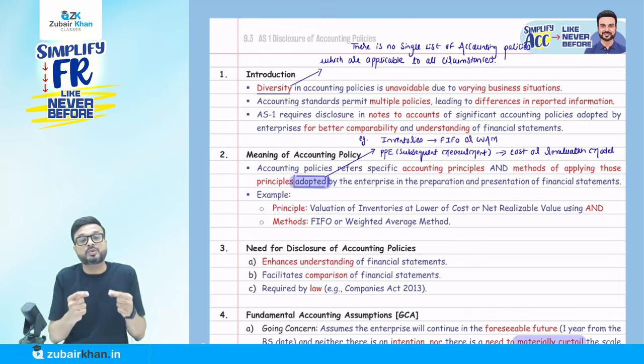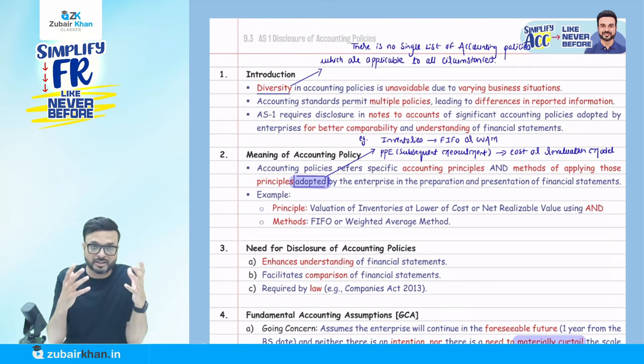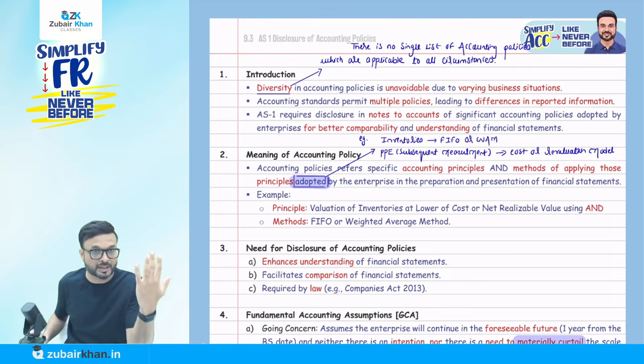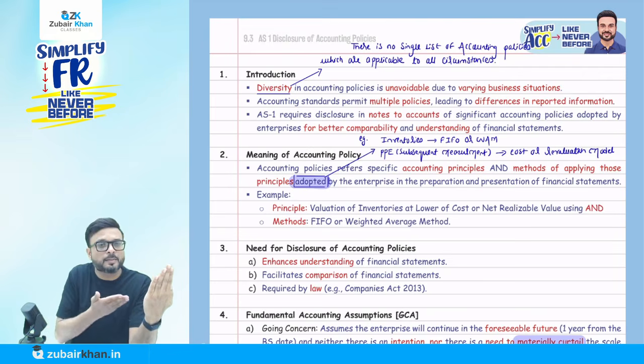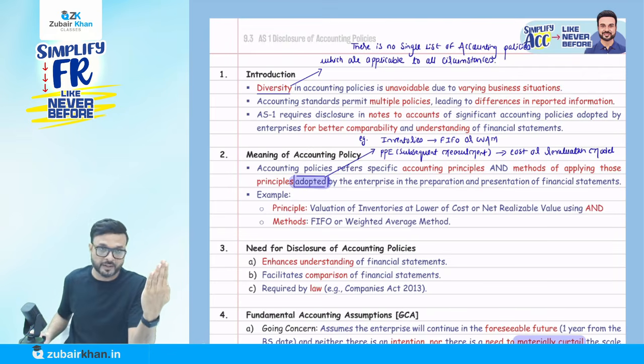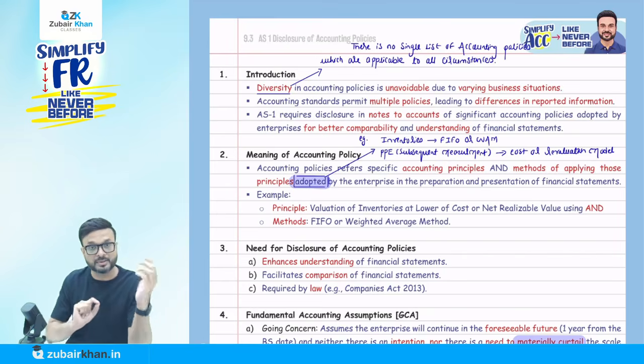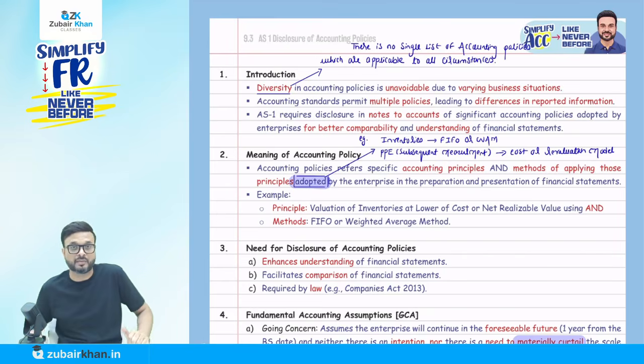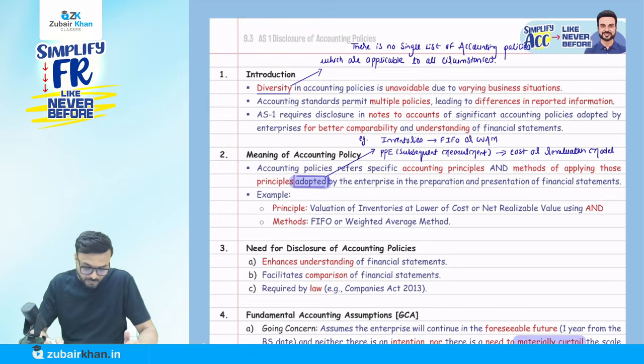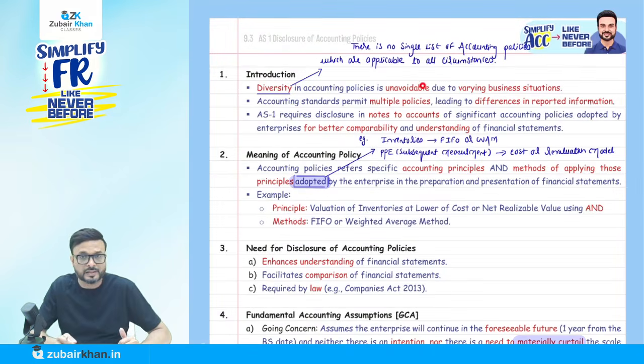So how will the users of the financial statement know? Now imagine you have a balance sheet or P&L account in front of you. How will you come to know how they have done the valuation of inventory, the closing stock for that year? It should be mentioned. I'm just giving you one example, inventory valuation. There are so many accounting policies, so it is important to disclose them.